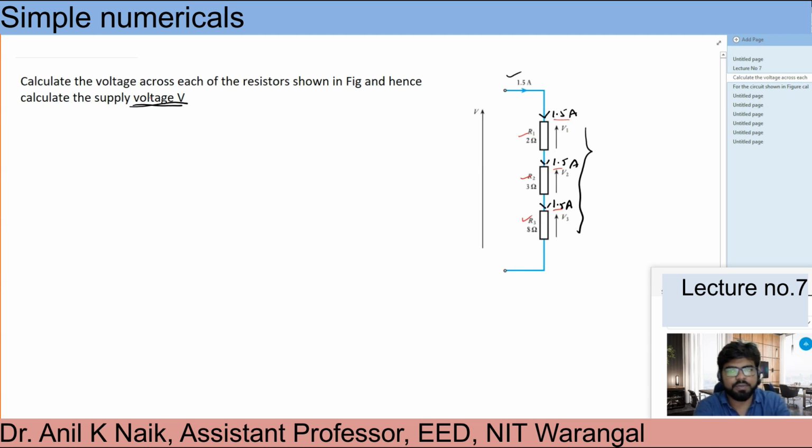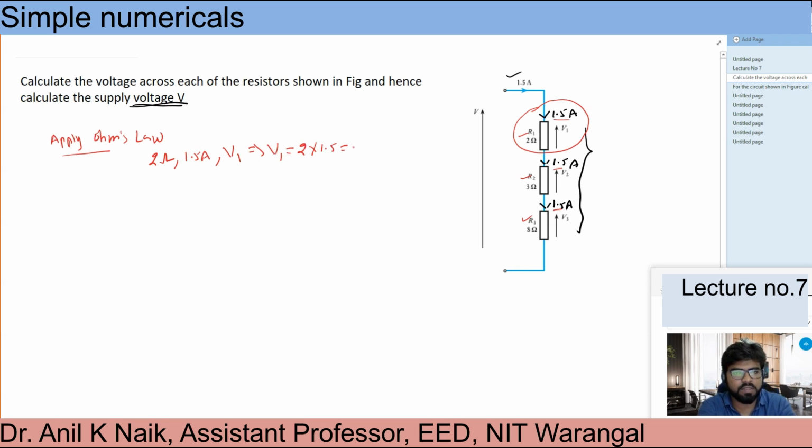Now apply Ohm's law and write the relation for this particular resistor. This is a 2 ohm resistor, and 1.5 amperes current is there, and V1 is the voltage across it. To find V1, I can write 2 into 1.5, so this is equal to 3 volts.